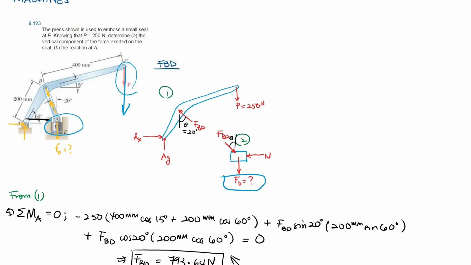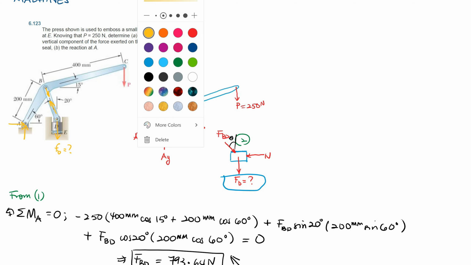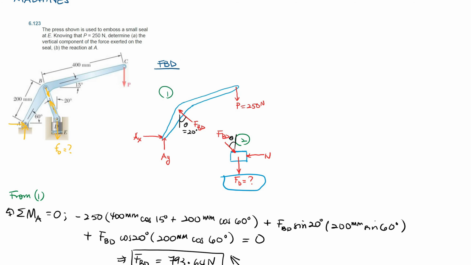Let me go ahead and erase a little bit of the extra stuff going on. We know, as I wrote in yellow earlier, that there are a lot of forces going on over here. Based on the question, we have the vertical component of the force exerted on the seal. So we know that there's some kind of external force here based on the input P. But we have some reactions. At A, there's a pin, so that gives us two forces. And BD is a two-force member, which we've highlighted over here.